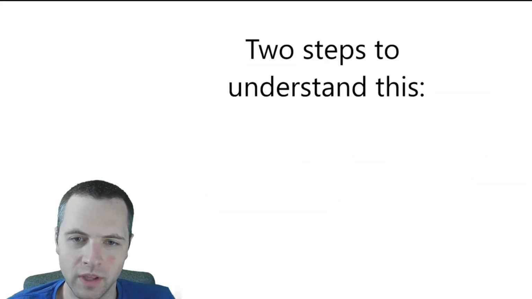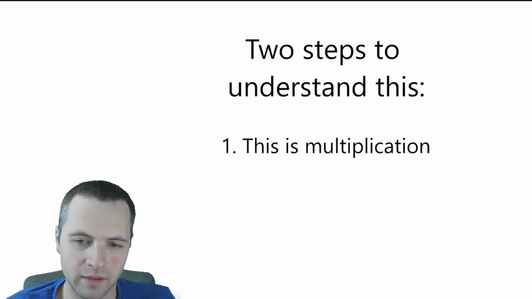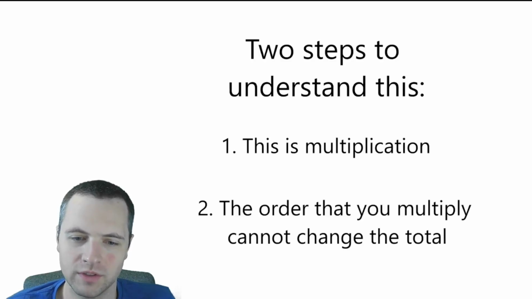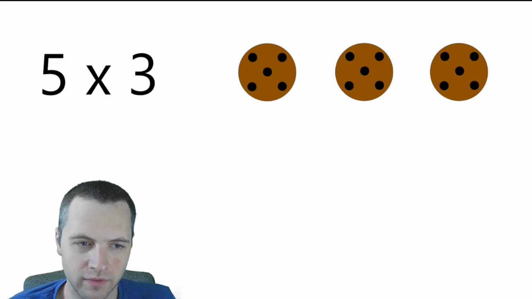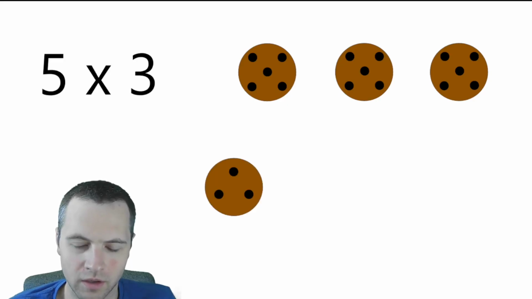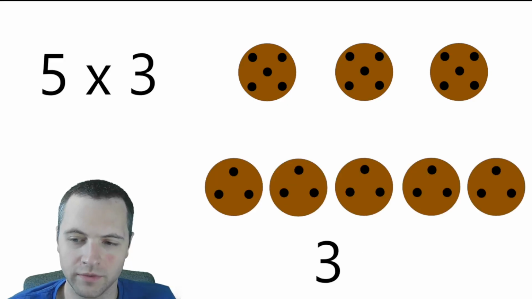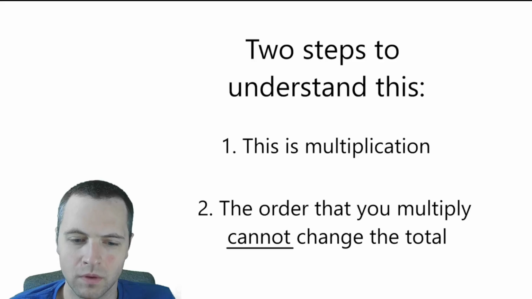So there are 2 key factors here. One is that this is multiplication, and 2 is that the order that you multiply cannot change the total. Your cookies have 5 chocolate chips, and there's 3 of them, so that's 5 times 3. Your friend's cookies have 3, and there's 5 of them, so 3 times 5. So we know that this is multiplication. Now we need to show that the order that you multiply cannot change the answer.